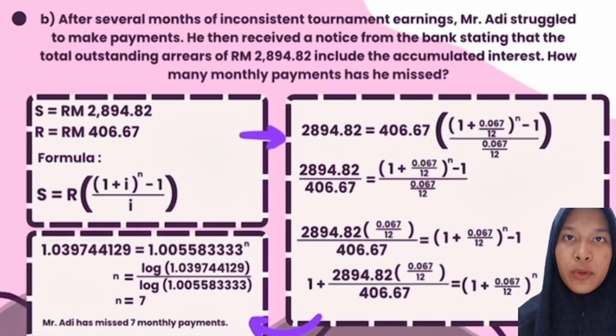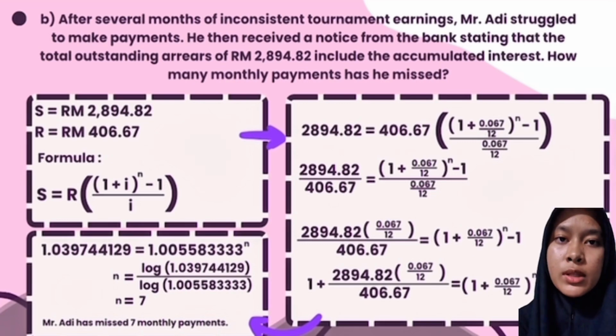And the answer is 1.039744129 equals 1.005583333 to the power of n. We must apply the log to both sides, so n equals log of 1.039744129 divided by log of 1.005583333. By doing this, we can calculate the value of n easily using a calculator. So the final answer is n equals 7. To sum up, Mr. Adi has missed 7 monthly payments.